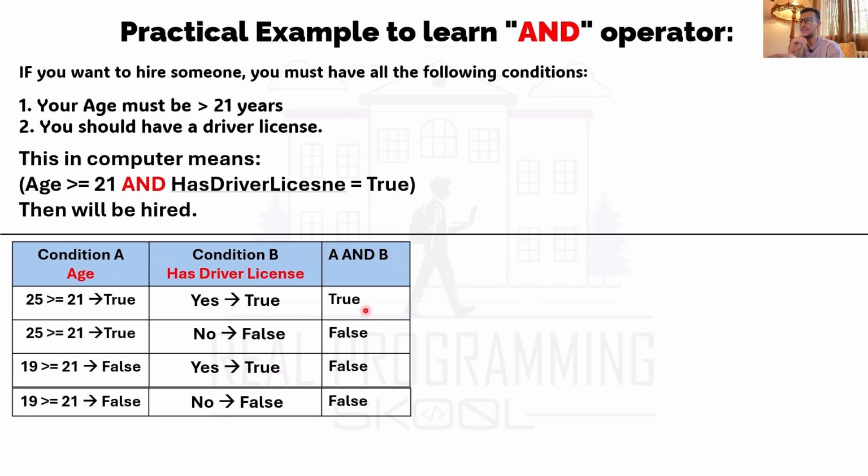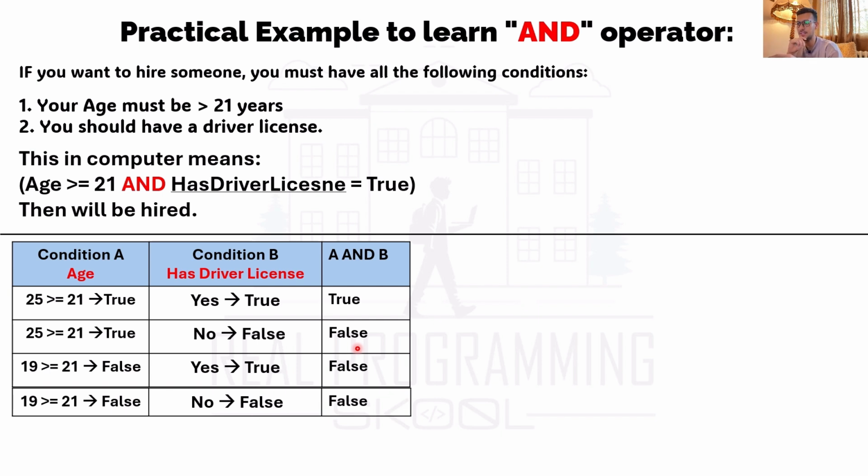That's perfect. And the second case: 25 greater or equal to 21, it's true. Has driving license, it's no, so false. His age is good, but he or she doesn't have a driving license, so the final result is false, because we say any false in AND operators, the result is false.